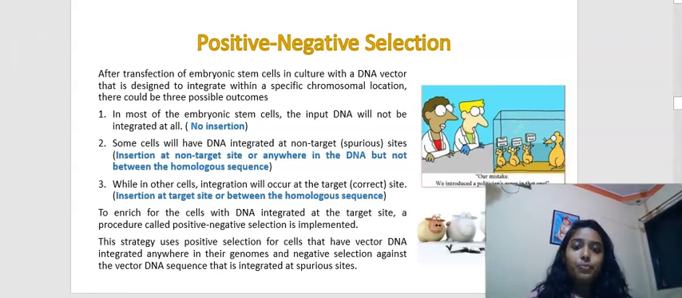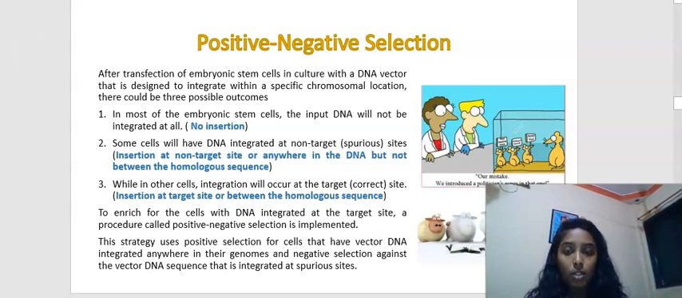Out of these three possibilities, we have positive negative selection. If there is no insertion, then it will be selected positively, and if there is insertion, then out of this insertion, the target one will be selected negatively. So we will come to that.